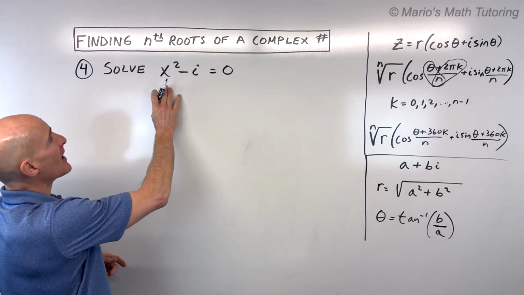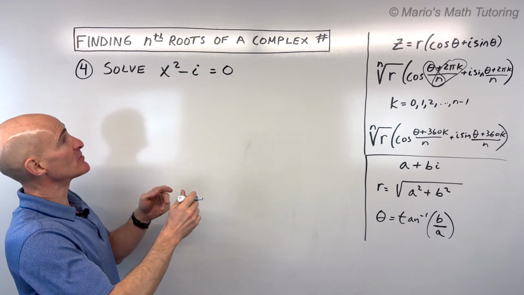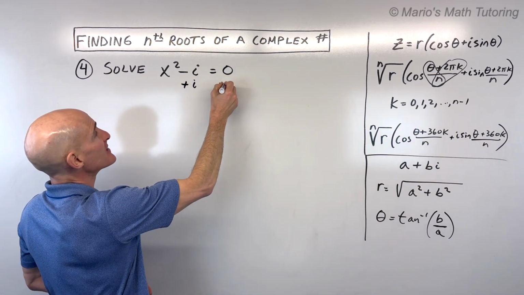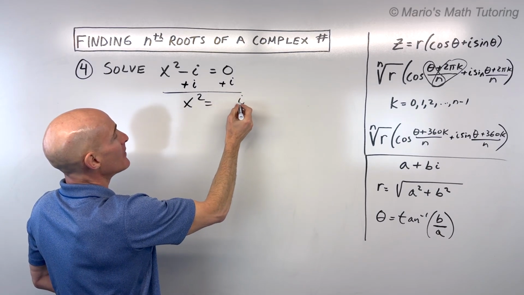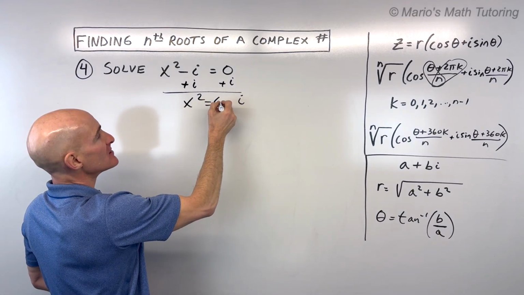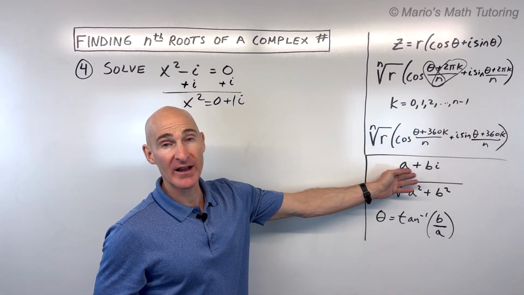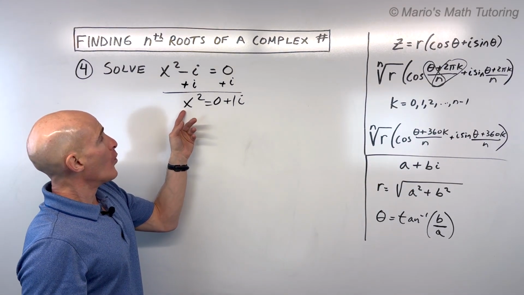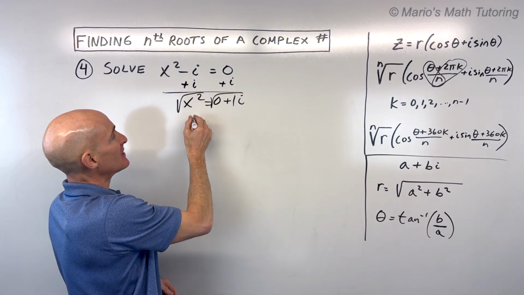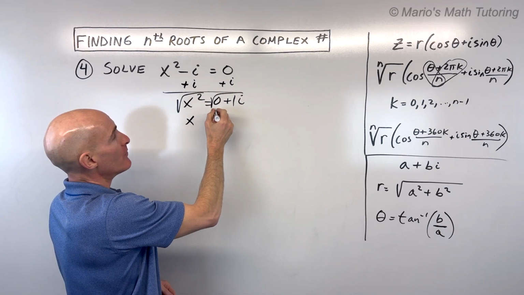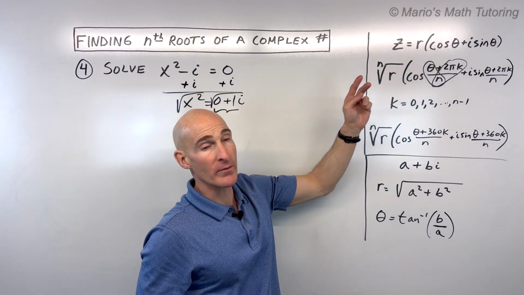But to solve this now, it's just like solving an algebra equation, right? You're trying to get that variable by itself. So I'm just going to add i to both sides. So that gives me x squared is equal to i. But now i is really like 0 plus 1i, if we want to write this in the a plus bi form of a complex number. We want to take the square root to get x by itself. But to take the square root of a complex number, it's easier if we put it into the trigonometric form. So let's do that first.